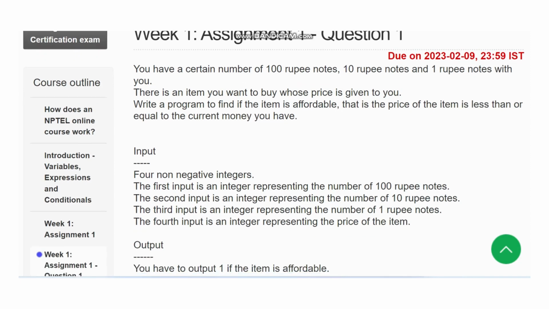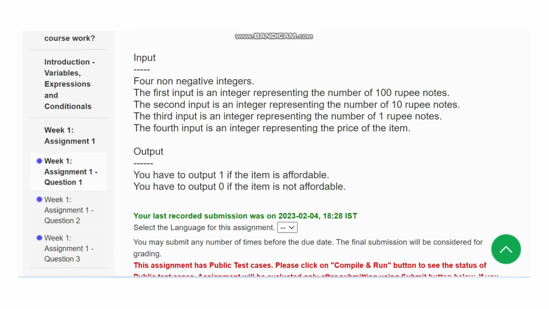Now, what are the constraints? We can give the input as 4 non-negative integers. That means you can give only non-negative integers. The first input is an integer representing the number of 100 rupee notes we have.